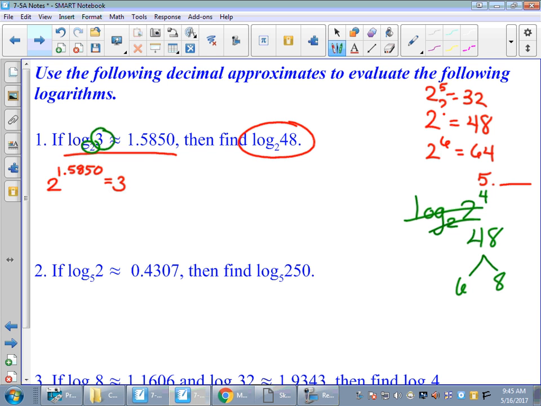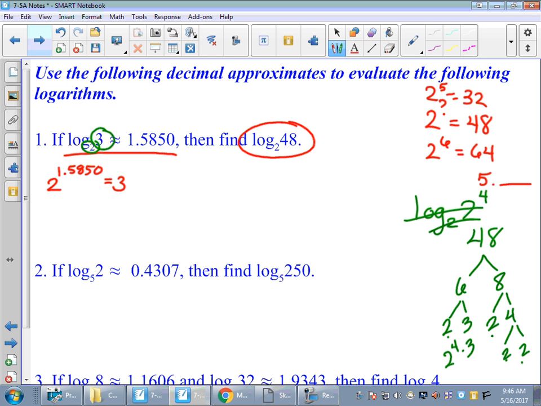So I'm breaking it down, 6 and 8. There's a 2, there's a 3, there's a 2, there's a 4, there's a 2, there's a 2. There's my 2's and 3's. The 2's and 3's come from the log: the base I can use and the 3 I can use. When you're all said and done, 48 is really 2 times 2 times 2 times 2, or 2 to the 4th times 3. You can check that, plug it in your calculator, it should equal 48.